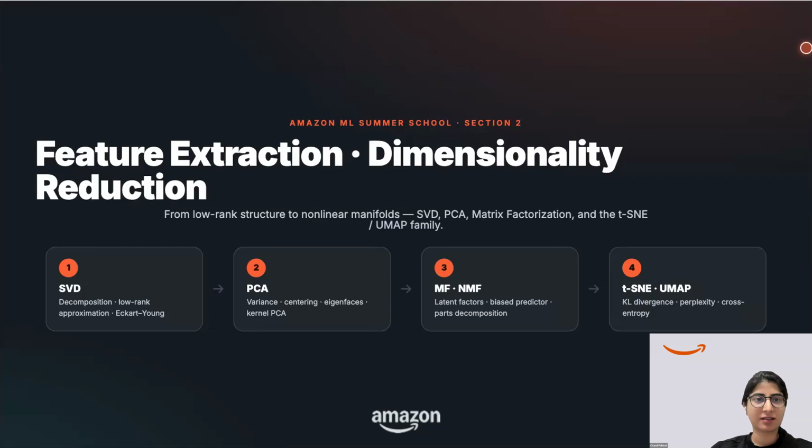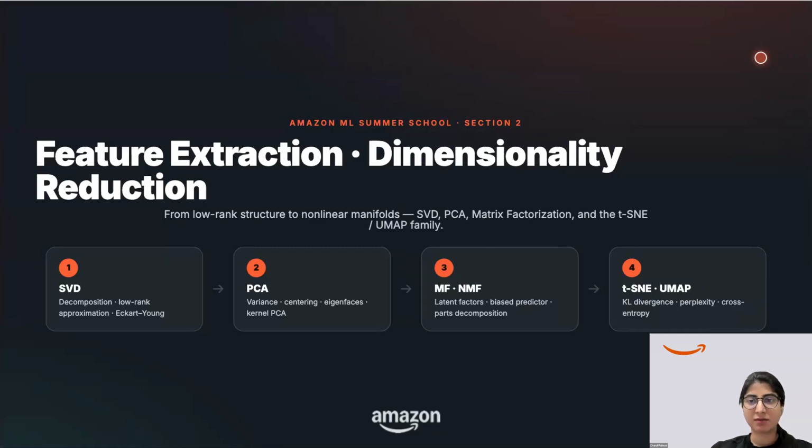I'll be the instructor for this second section on dimensionality reduction. I'm an applied scientist at Amazon. I build ML models that predict returns, identify why they happen, and thereby help sellers and shoppers make more informed decisions.